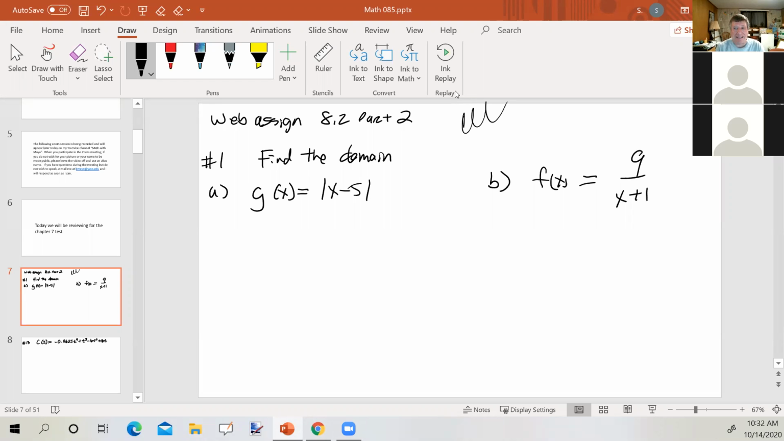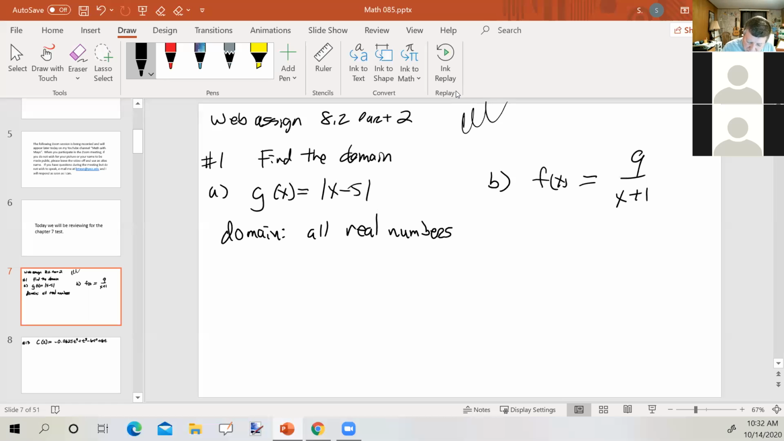If we pick any real number and put it in the place of x, and then subtract 5, we would still get a real number, right? A real number minus 5 would be a real number. If we take the absolute value of a real number, we also get either a positive or 0 real number. So there's no way that we're going to get undefined in this situation. So the domain would be all real numbers.